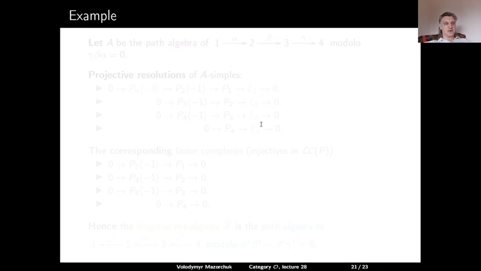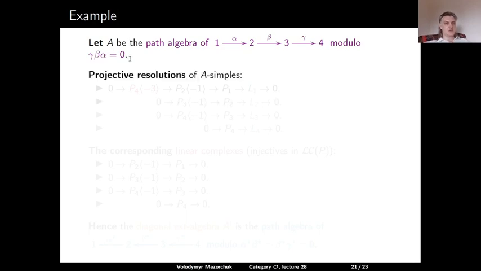So let us consider one more example. Let A be the path algebra of the following quiver. The vertices 1, 2, 3, and 4, the arrows alpha from 1 to 2, beta from 2 to 3, and gamma from 3 to 4, modulo the relation gamma after beta after alpha is 0. So here are the projective resolutions of A simples. L1 is covered by P1, the kernel is P2 shifted by -1, and the next kernel is P4 shifted by -3. This shift by -3 is a problematic thing because this lives strictly below the diagonal. This is not a linear complex of projective modules.